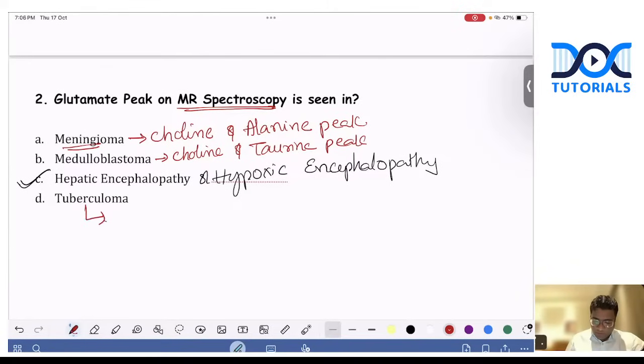And we all know tuberculoma. Tuberculoma shows you lipid lactate peak, right? Lipid lactate peak on MR spectroscopy.